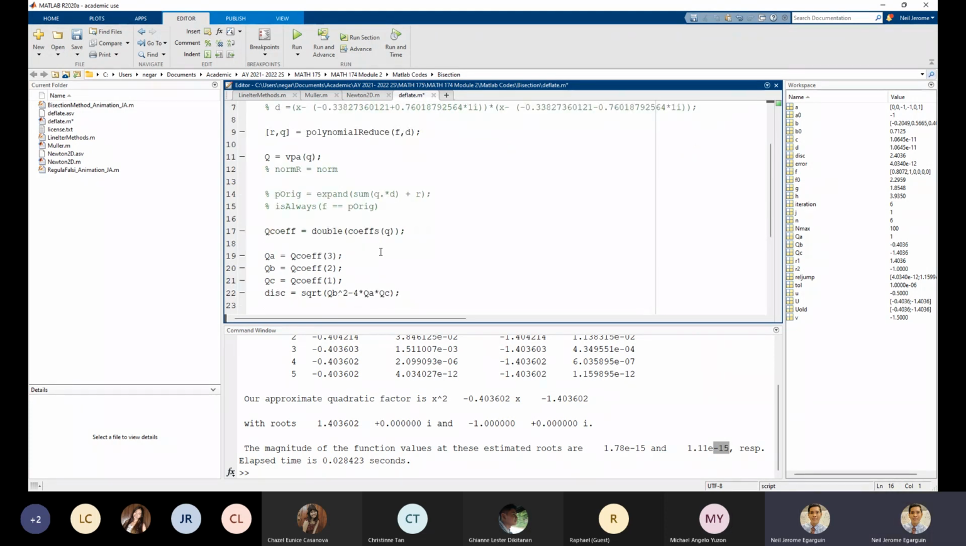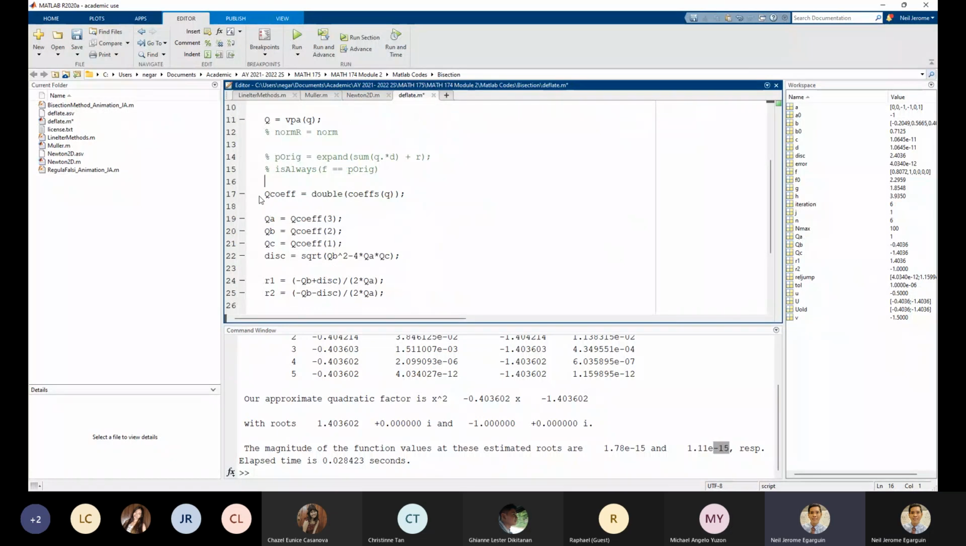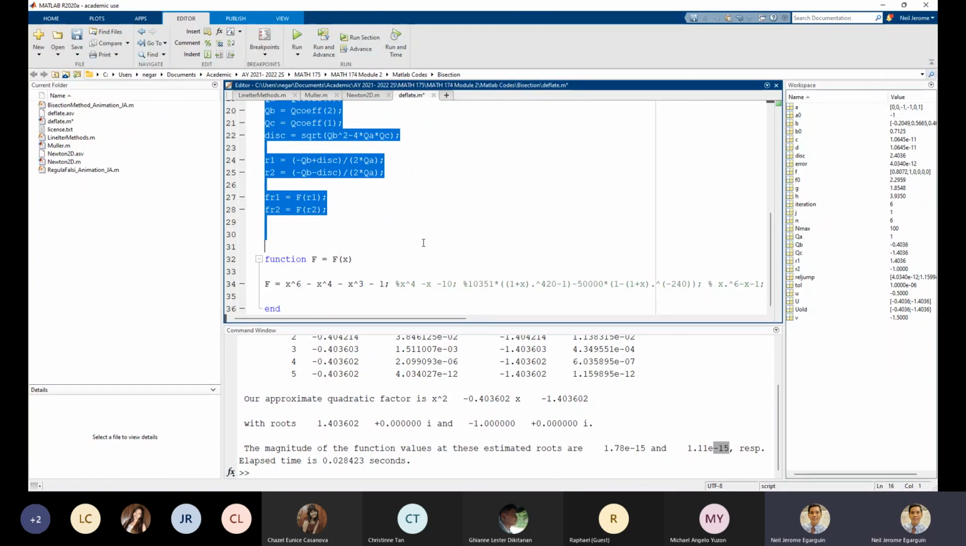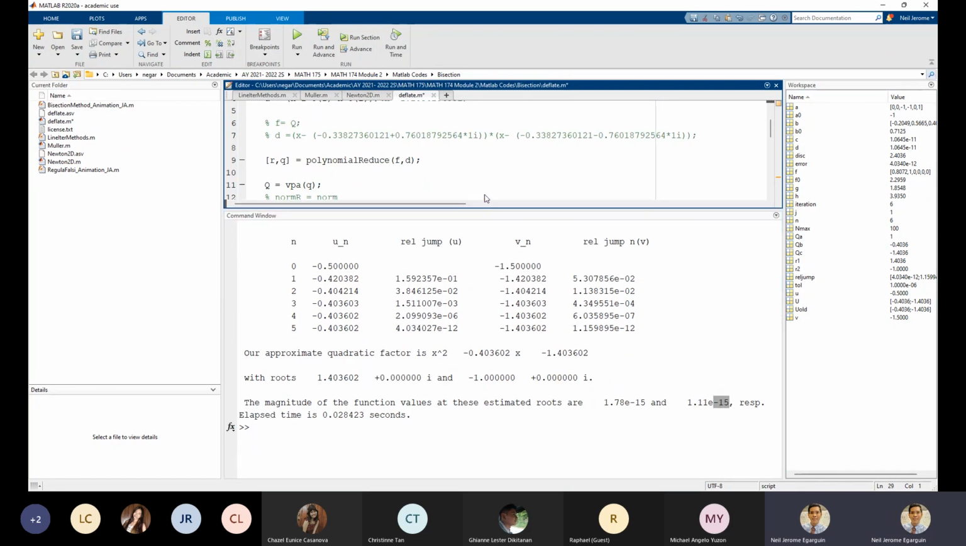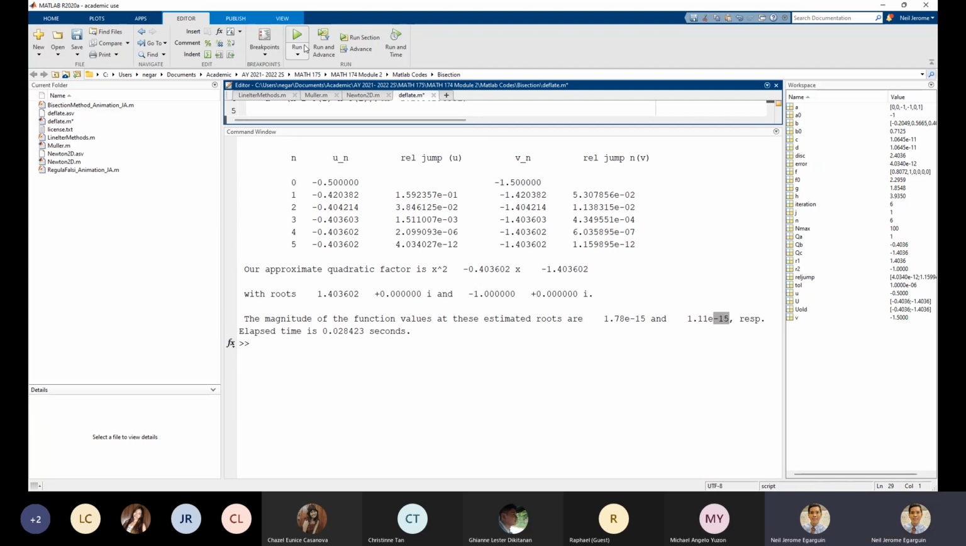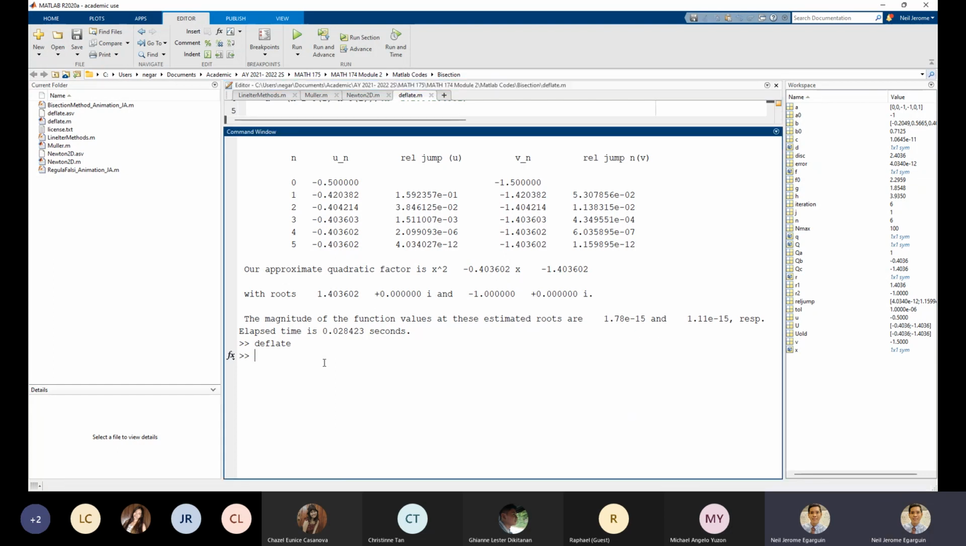Tapos, okay, siguro, let me comment this out. Tingnan muna natin yung results nito. Okay. So I'll run the deflate algorithm. All right. Nag-run na siya. Wala siyang output on the command window kasi wala akong pina-output sa kanya. Pero if I ask it to output Q, ito yung ibibigay niya. Okay. So I hope nakikita nyo si Q dun sa ilalim.